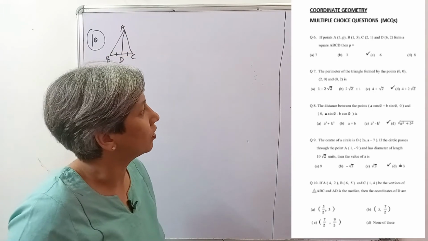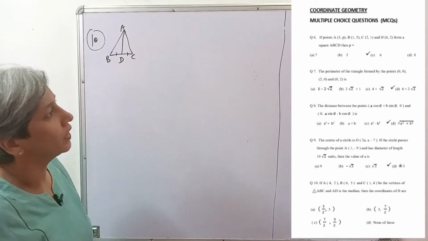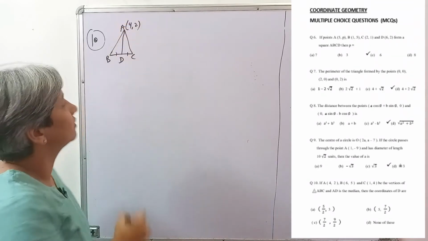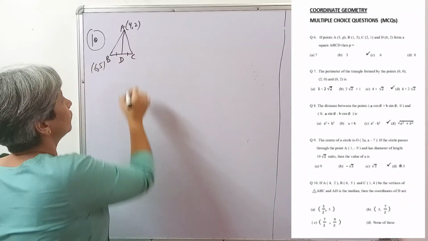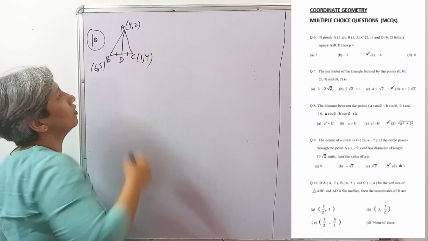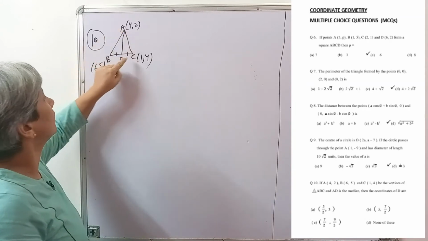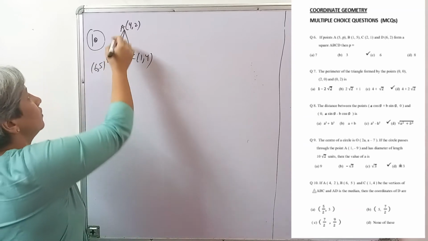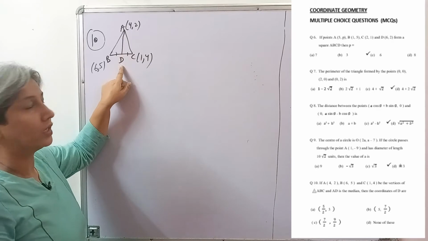So then the coordinates of D are, we have to find the coordinates of D when A is given as (4, 2), B is (6, 5), and C is (1, 4). As we can see, all 3 vertices of the triangle ABC are given. We have to find the coordinates of D.